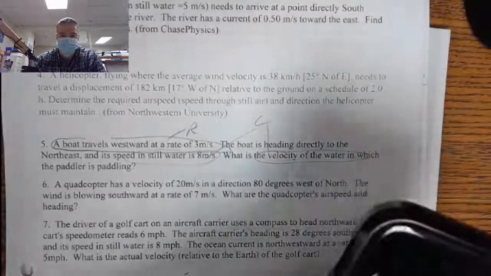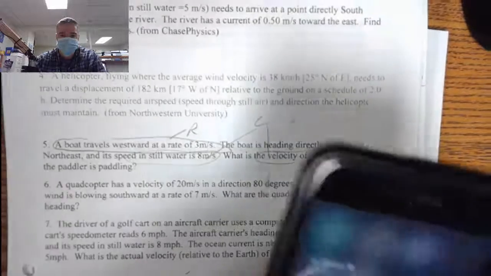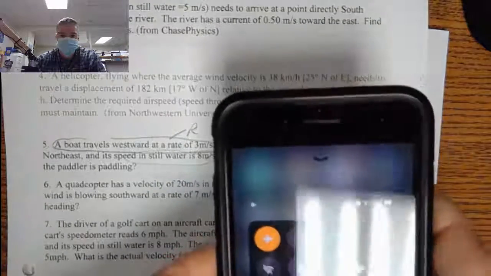Quadcopter. Sorry, I'm making sure that nobody interrupts while I'm working on this. Get in airplane mode.